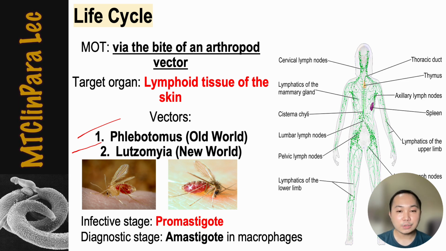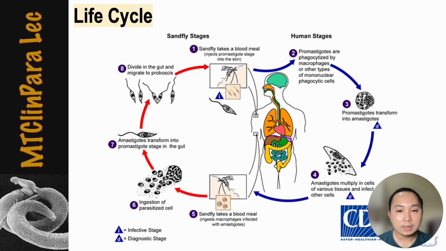So the infective stage for our Leishmania species would be the promastigote. The diagnostic stage is usually the amastigote, the initial form of our parasite, which is usually seen in tissues, ingested by macrophages, but can also be seen in the bloodstream as well. So here is the life cycle of our Leishmania species.